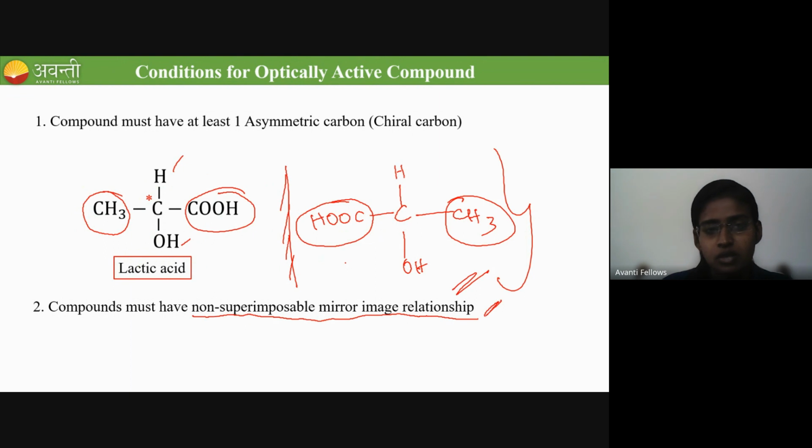Okay, I'll explain. If a compound has to exhibit optical isomerism, it should follow two criteria. The first criteria is that the compound should contain a chiral carbon. Now, what is a chiral carbon? A carbon which is attached to four different atoms or four different groups is called a chiral carbon. Here I have taken lactic acid. You want me to explain the second point? Okay, I'll explain.